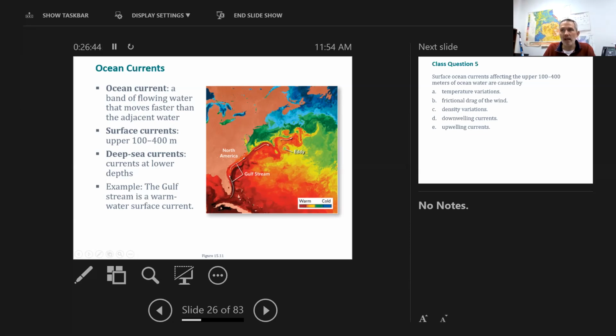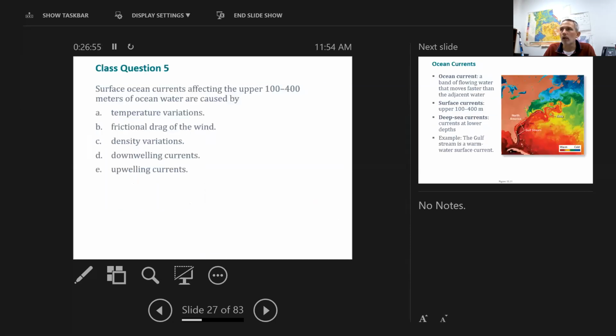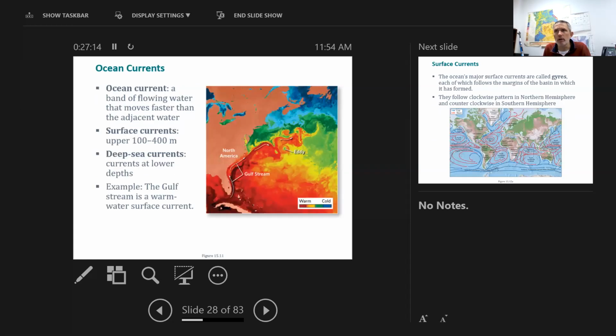Now, at depth, we do have deep water, deep sea currents, which also are occurring. So when we start looking at surface currents, the upper 100 to 400 meters of the ocean are going to be caused by wind and the frictional drag of wind. So if the winds are moving in one direction, it's going to bring with it a little bit of water.